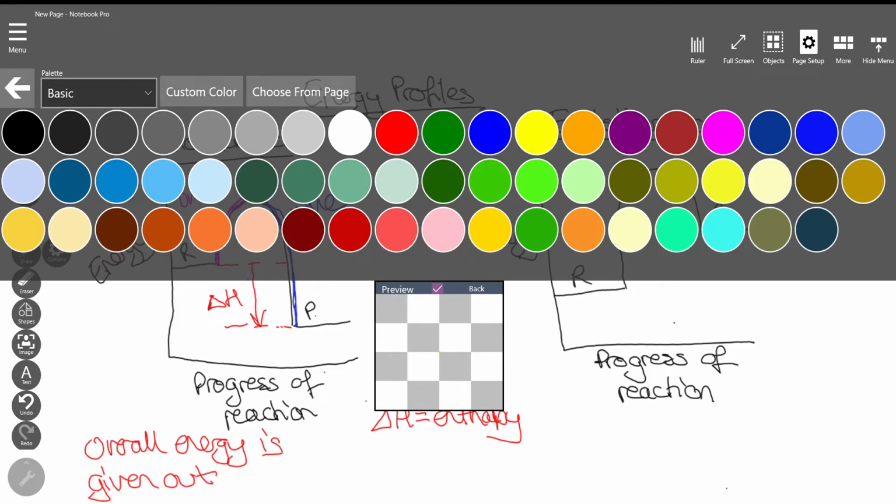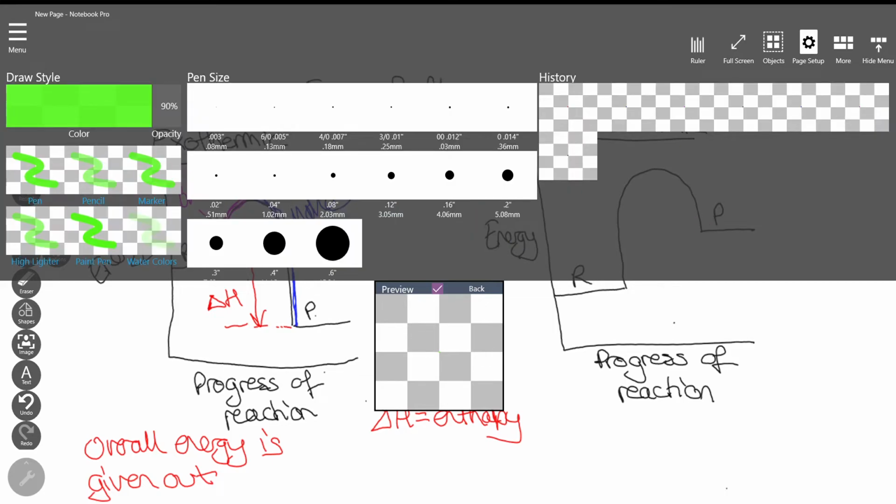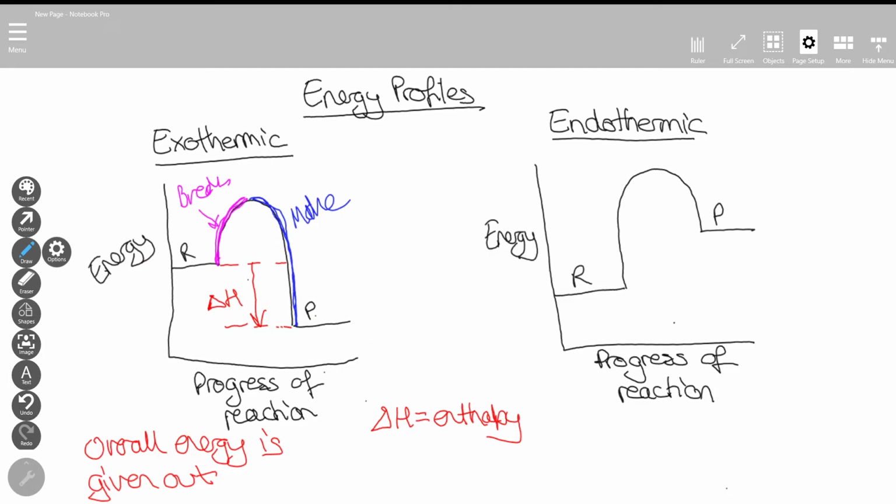There's one other thing that we can label on this diagram, and that is the activation energy, and that always goes from the level of the reactant to the top of the hump, and it's often symbolised EA, and that's the activation energy. This is the minimum amount of energy required to start a reaction. So that's the energy you have to actually put in to break the bonds.